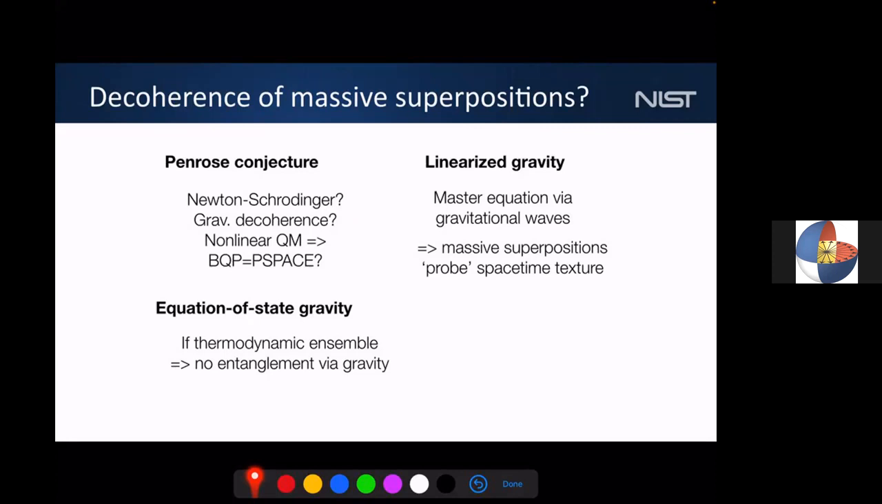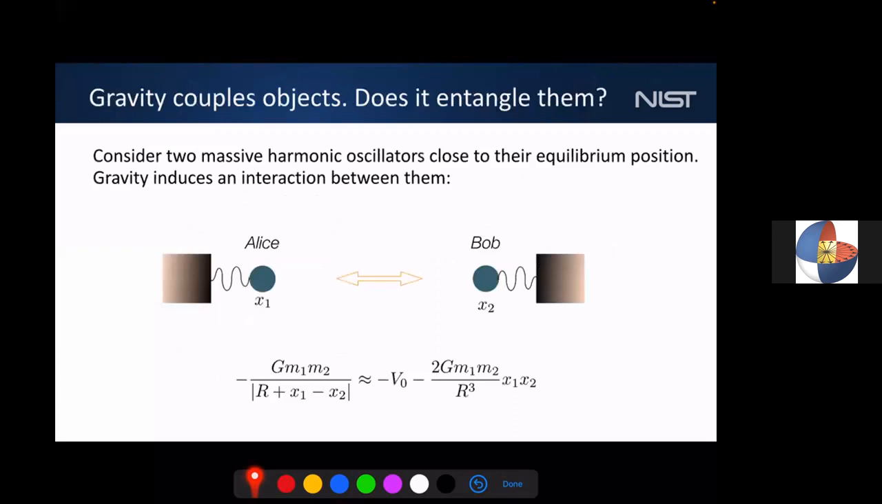You know, there are other questions about equation of state gravity, you might call it, saying that if this is really a thermodynamic ensemble, perhaps there is no entanglement via gravity. And that would be very interesting to show, that you can't make entanglement via gravity. I did mention that this master equation via gravitational waves also creates massive superpositions. I think, in the words of my colleague Bailaku, it is a way to probe space-time texture at the quantum mechanical level. So these are very interesting questions, but I don't really know how to formulate them, and others will probably do this better than I can, single particle massive superpositions. I'm much more interested in the two-body case. So let's talk briefly about this entangling question for two bodies.